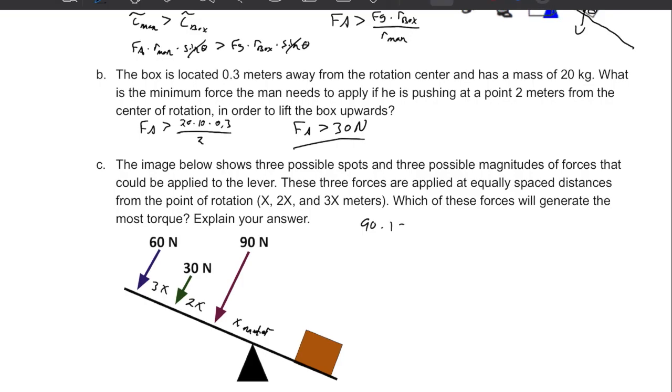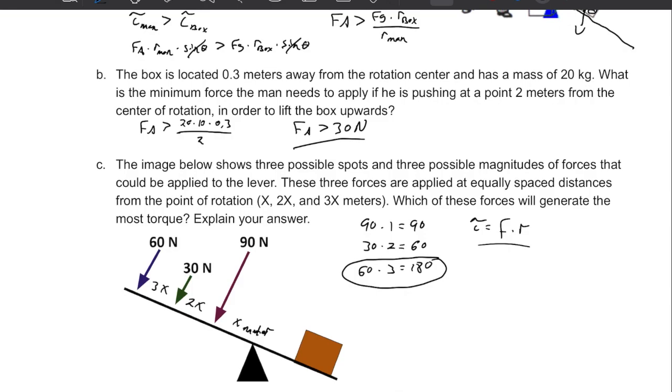So I'm just going to multiply these: the force times the displacement, and see which one gets us the larger number. So 90 times 1x would be 90x. 30 times 2 would be 60x. And then 60 times 3 would be 180x, because we don't know how far it really is. Well, that 180x is going to be the largest torque, because it gives us the greatest value when we take our force times displacement.